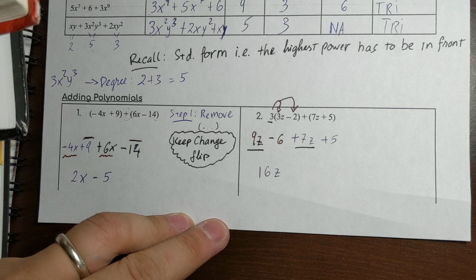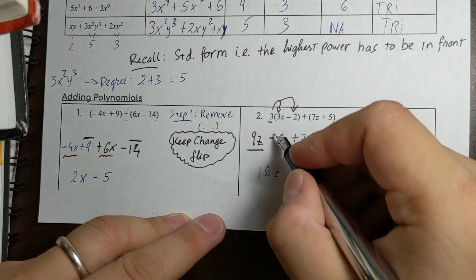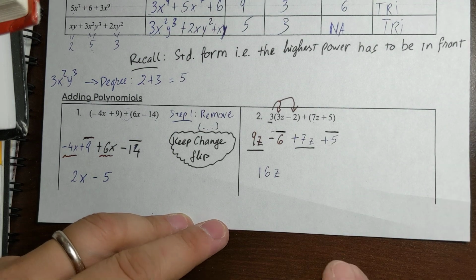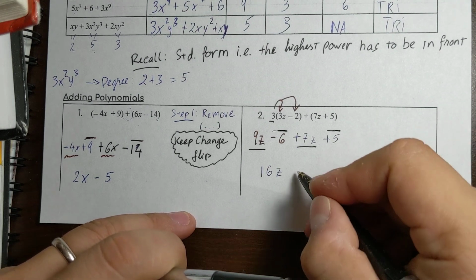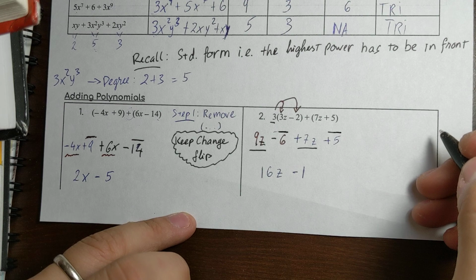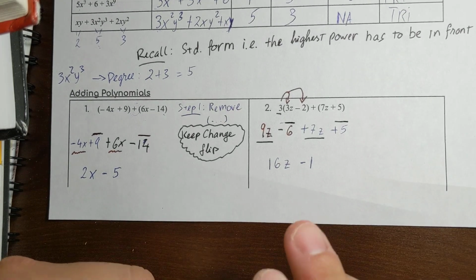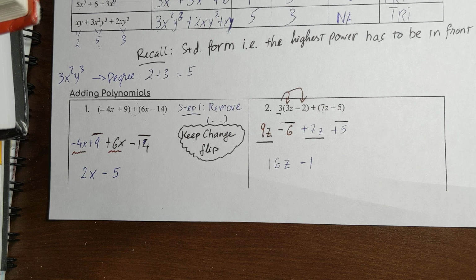Last but not least, negative 6 and 5. Negative 6, positive 5. Add those two up, and you should end up with negative 1. If you don't believe yourself, you can use the calculator on your iPhone. Just try it.